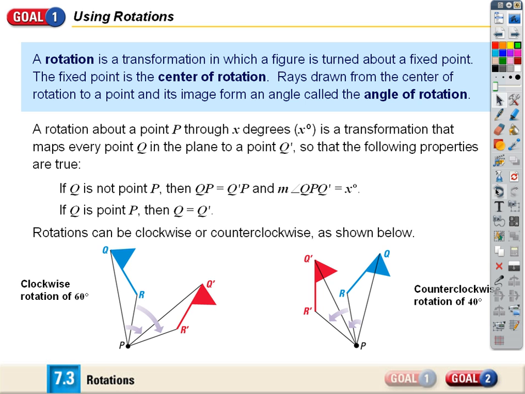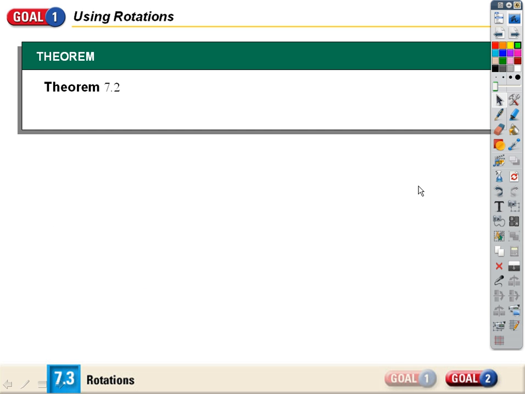All right, so Theorem 7.2, the rotation theorem. This is a long one. Not. That's all it says. A rotation is an isometry. We already knew that, right? An isometry means what again?